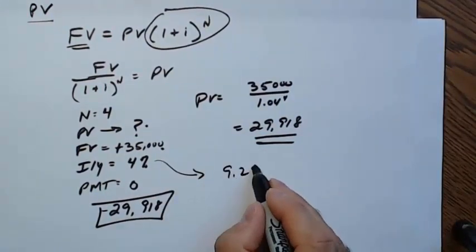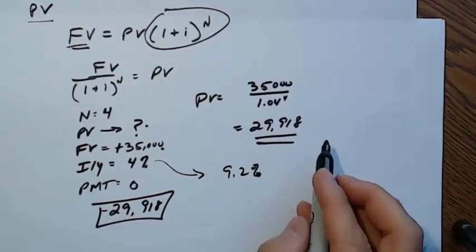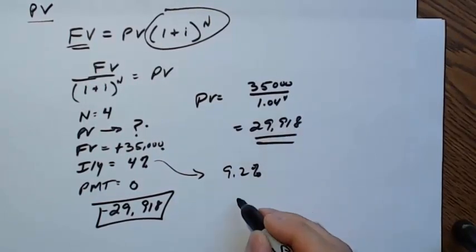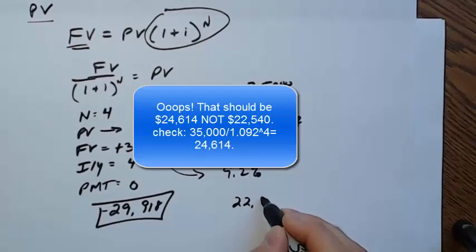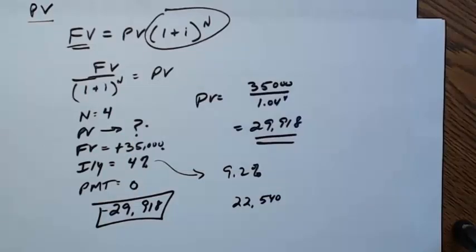Now, what happens if the interest rate is not 4%? Let's say it's 9.2%. Just making up a number. Do the calculations, put in 9.2%, and you'll get $22,540. So you only have to deposit $22,540 to get your $35,000 back out of your account in 4 years.